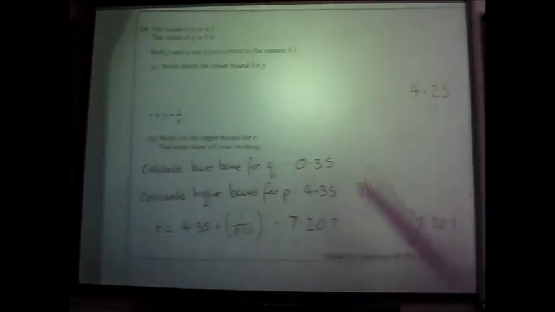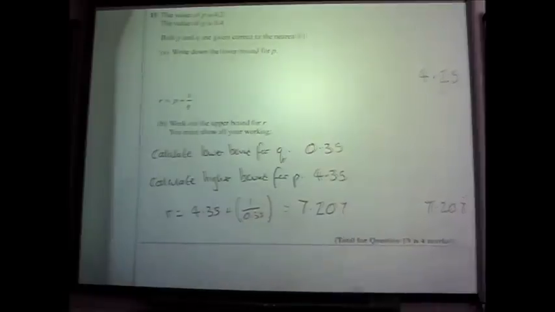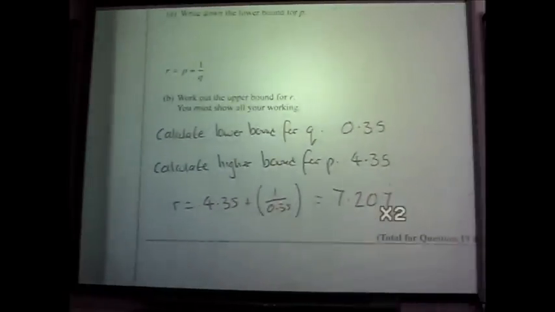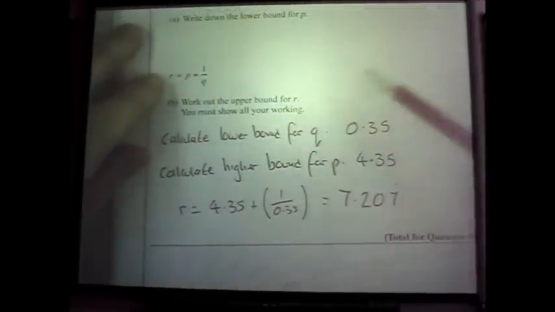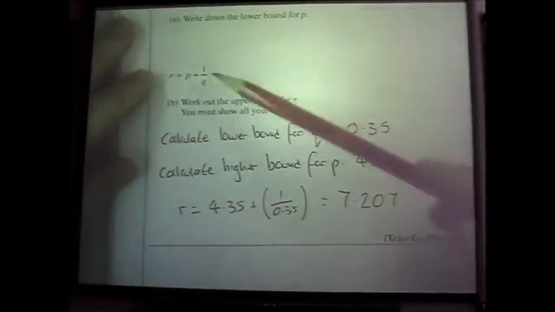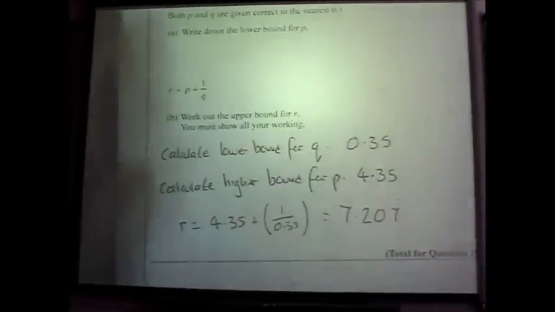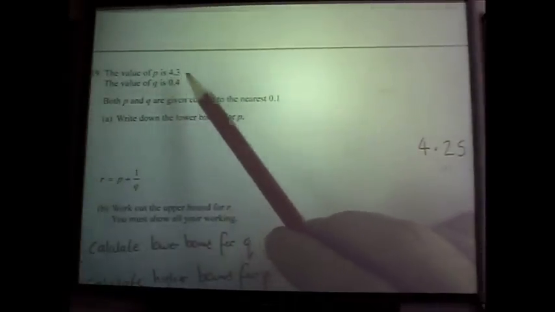Work out the upper bound for R. So we've got a little formula here, right? R equals P add 1 over Q. So first thing we've got to do is we want the upper bound for R. So we need to make R as big as possible. So I'm going to make P as big as possible. So the upper bound for P is going to be 4.35.